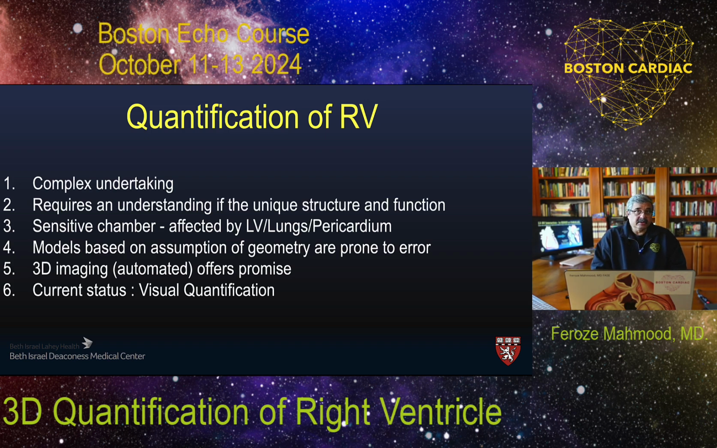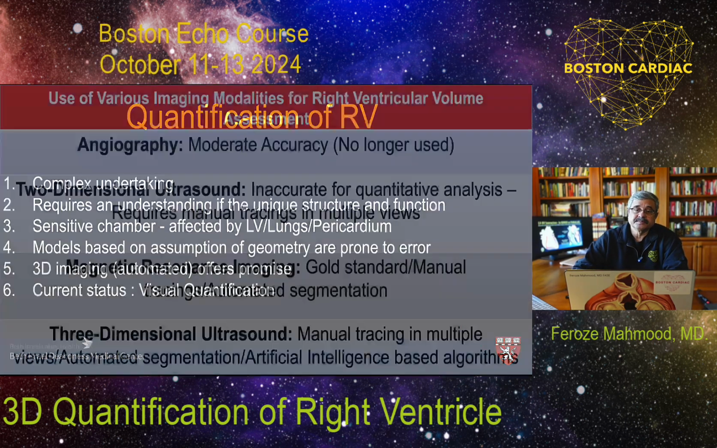It is, again, as we talked about, a very sensitive chamber. It is affected by the lungs, the left ventricle, as well as the pericardium. Models of its assessment are based on assumptions of geometry and are definitely prone to error because it doesn't follow a predictable geometry in the base, mid, and apical regions. 3D imaging, which is automated, which we'll discuss, does offer some promise, better than these models based on geometric assumptions. And the current status, as we look at it right now, we all talk a lot of big game about these 3-dimensional quantifications, but it is purely based on visual qualitative assessment of the size of the right ventricle.